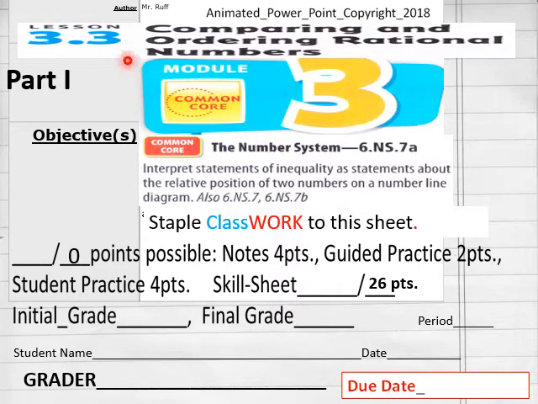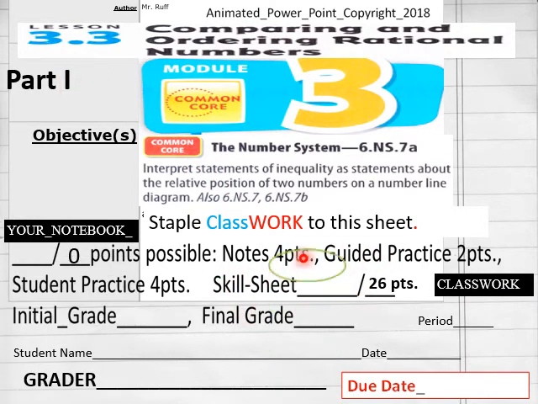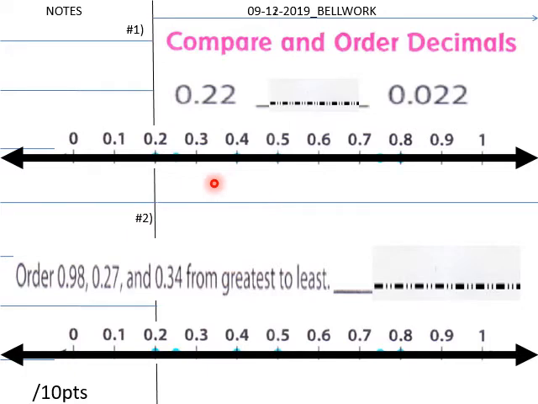Today's lesson 3.3, comparing and ordering rational numbers, part 1. And today we have a 26-point class worksheet and no note taking today. Teachers, today's bell work is here.